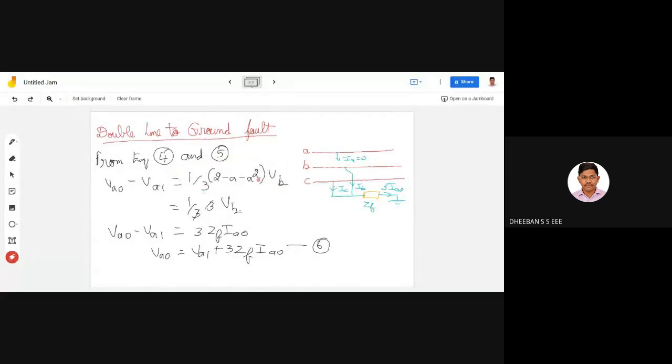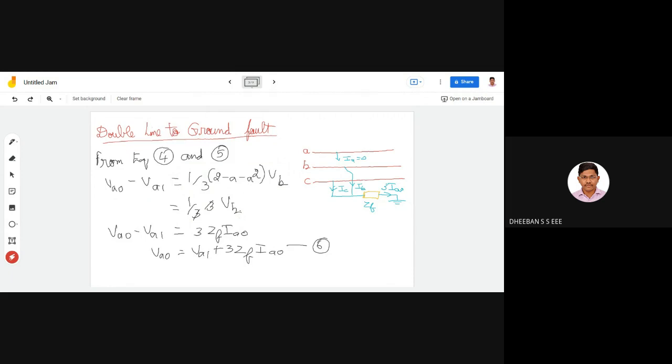And over here again you can take this minus out and you can take a plus a square and you can apply the value. So you'll be getting around 1 by 3 into VB. So this 3 and then 3 will be getting cancelled out. Okay, so if these two get cancelled out, finally you'll be getting the symmetrical component as VA0 minus VA1 equal to only VB.